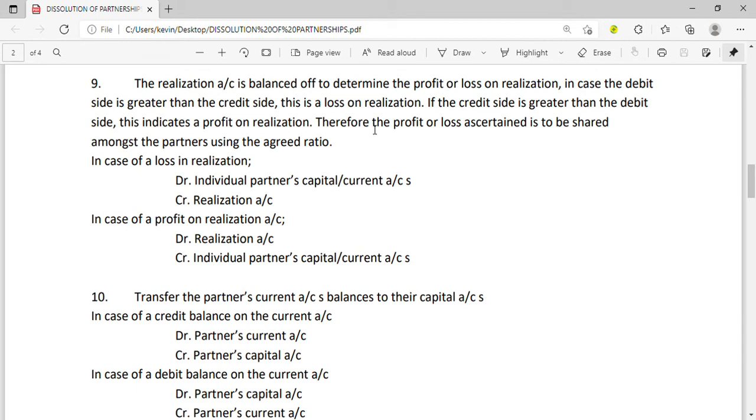Therefore, the profit or loss ascertained is to be shared amongst the partners using the agreed ratio. When a profit is made, it will be shared amongst the partners, and when a loss is made, it will also be shared amongst the partners.